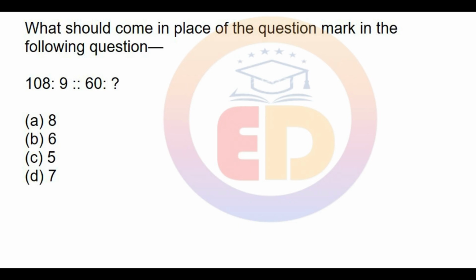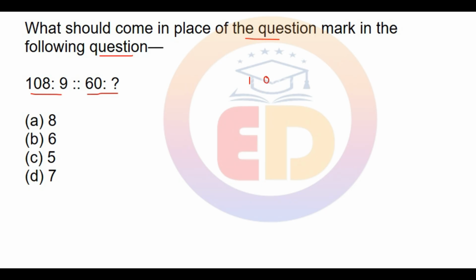Now, after the word analogy, we will move to the number analogy. In the number analogy, two sets of numbers will be given. We have to identify their relationship, apply the same relationship in the next set of numbers, and find out the missing number or the question mark value in this question. It says, what should come in the place of question mark in the following question.